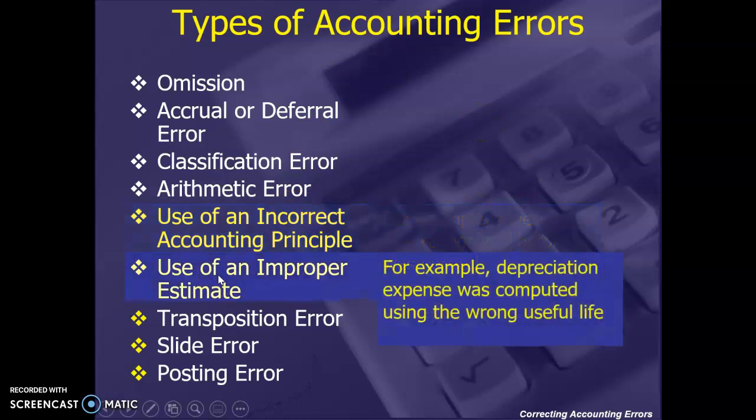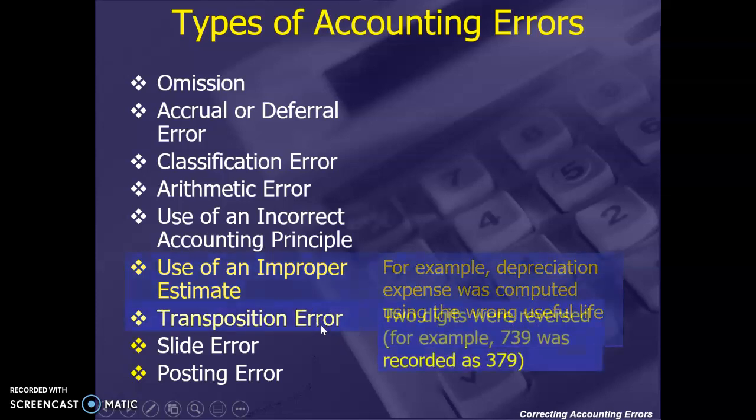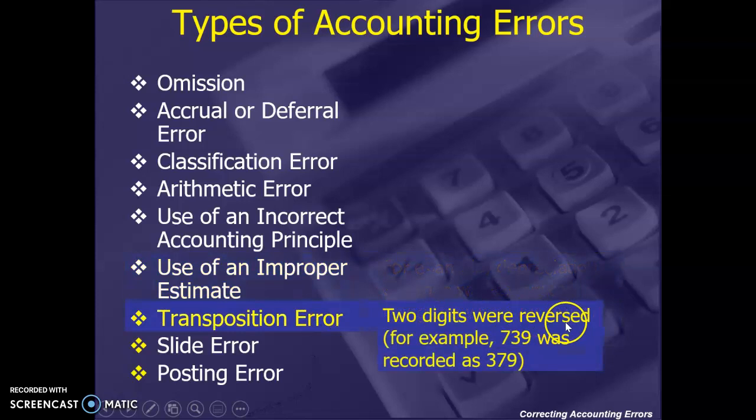An improper estimate is that you have a wrong percentage or a wrong useful life. So examples, depreciation, if you use the wrong useful life, you're going to calculate that estimate wrong. A transposition error is when you have flipped numbers or reversed them. So the number should be 739, but you put it in as 379. So you may just have looked at it wrong. It might be a typo. You put it in backwards. That's considered a transposition error.